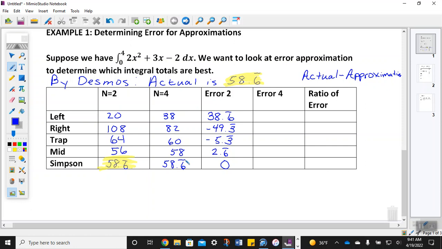How are you going to find your error for 4 intervals now? 58.6 minus 38. So here's the deal. You're going to have this as 20.6. Help me find the errors for all 4 here. What's the error of the last one going to be, obviously? 0. This is going to be about 0.6 repeating. I can see that one easily. The one I'm maybe struggling with is 58.6 repeating minus 82. Does somebody want to do that for me?